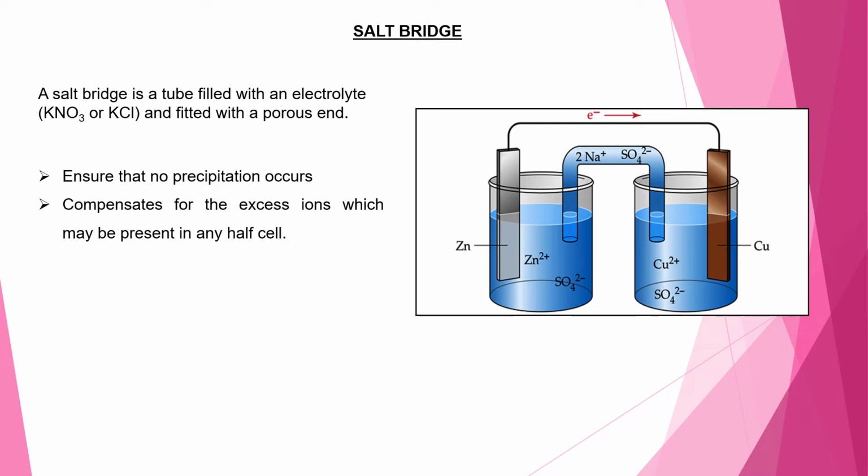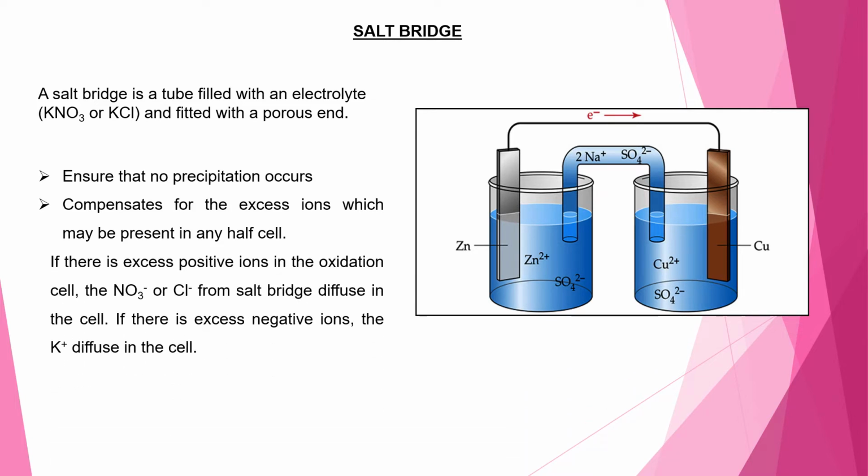What it basically means is that if one of the cells is having an extra buildup of positive ion, then the negative ion of the salt bridge will come down and compensate for it. On the other hand, if there is an excess buildup of negative ion in any of the half cells, then the positive ion from the salt bridge will come down and compensate for it. So this is how the salt bridge keeps the cell electrically neutral.